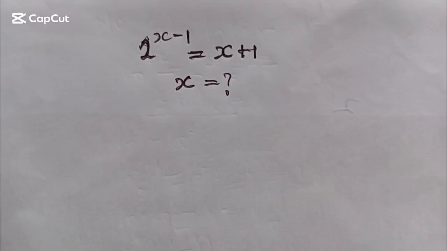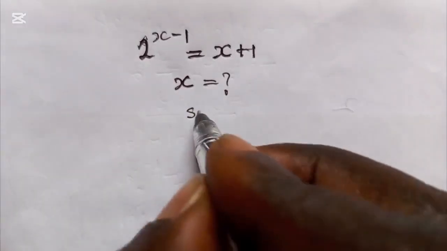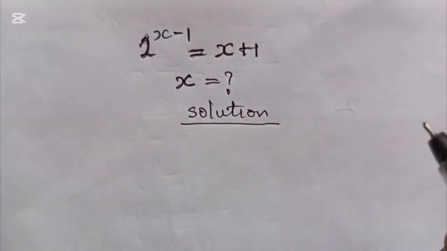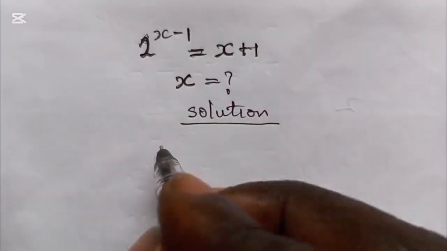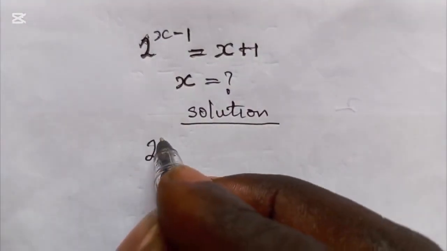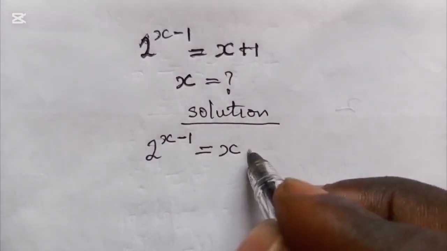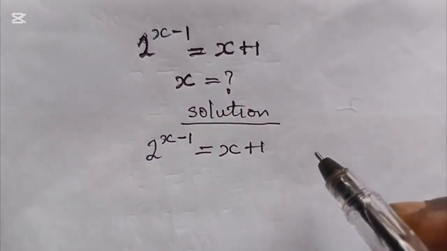Let's solve this question. 2 raised to the power of x minus 1 equals x plus 1. So let's write the solution to the question. We have 2 raised to the power of x minus 1 equal to x plus 1.